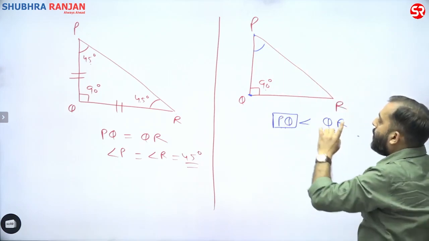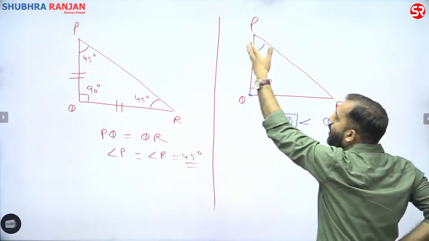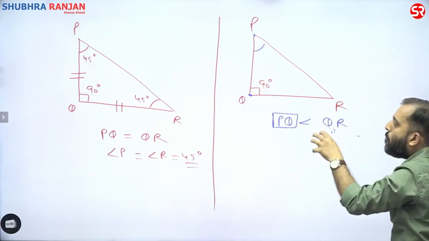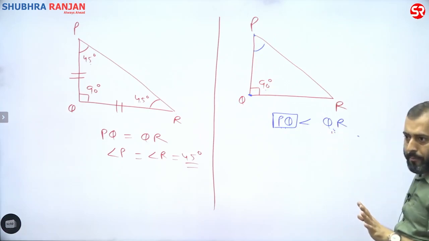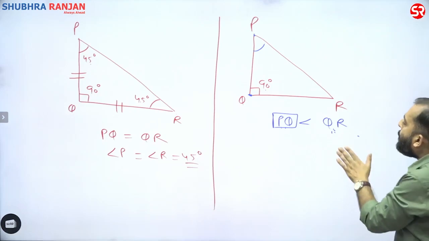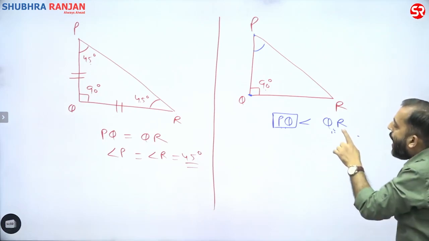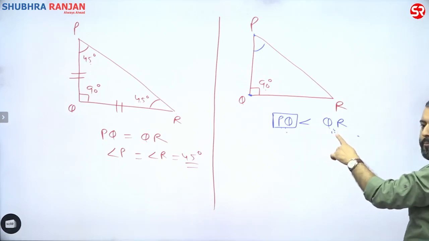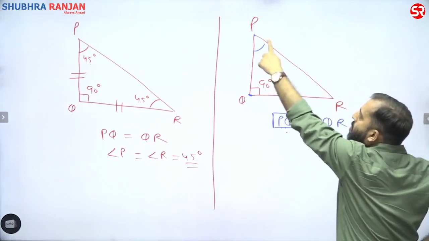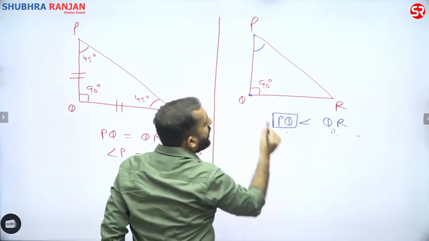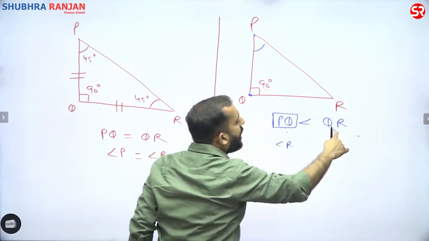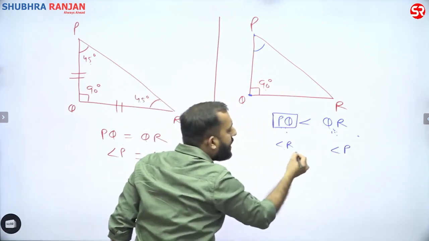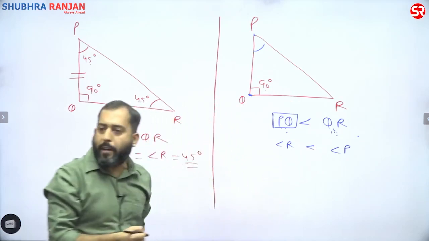But we are talking about the remaining two sides, one is PQ and another one is QR. Now, I'm assuming that PQ is less than QR. If PQ is less than QR, then definitely the angle opposite to PQ will be less than the angle opposite to QR. The angle opposite to PQ was angle R, and the angle opposite to QR was angle P. So definitely angle R is going to be less than angle P.